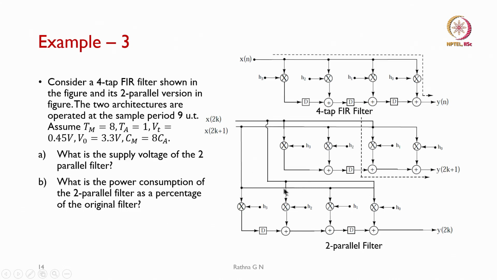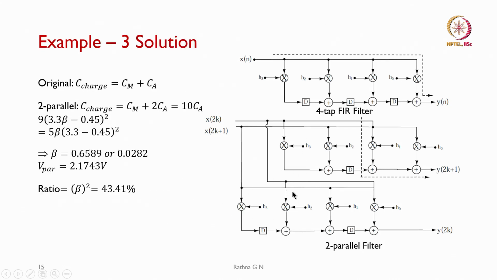So, you are seeing the 2 parallel filter we have considered. In this case, the original capacitor charge is equal to Cm plus Ca, and in the case of the 2 parallel section, Cm plus 2 Ca, which is nothing but 10 times Ca. If we apply the equation, we see that 9 times (3.3 beta minus 0.45) whole squared is equal to 5 times (beta into 3.3 minus 0.45) whole squared, where 0.45 is the threshold voltage.